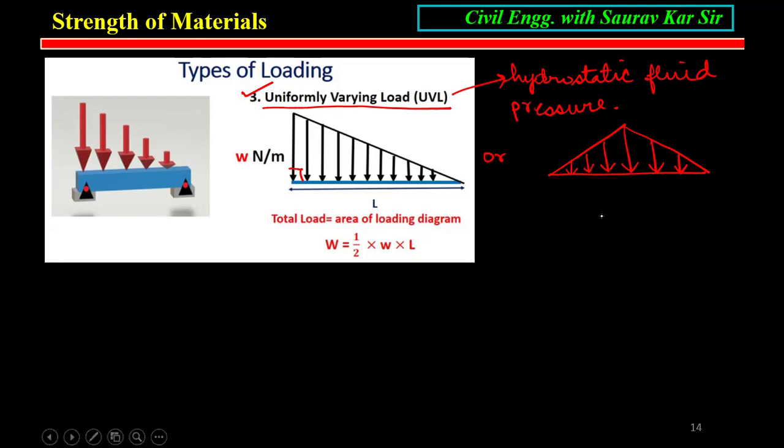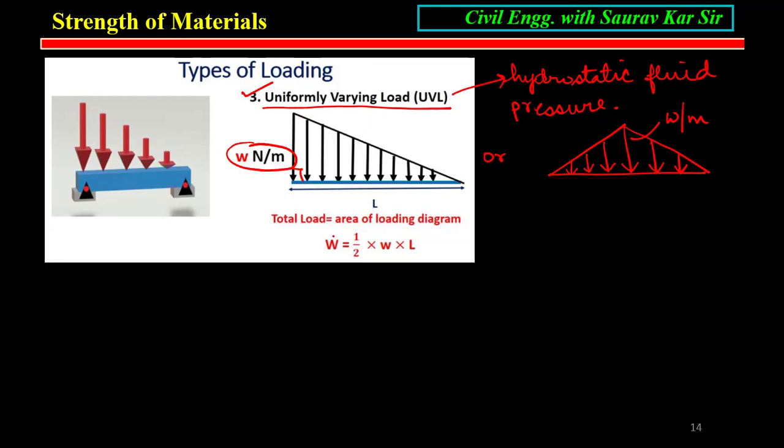So the UVL is very interesting. What is UVL? Uniformly varying load. That is, you don't have a uniform load intensity. The load intensity is not uniform here. It is varying. The highest load intensity is given here, w Newton per meter, and it is gradually decreasing. Similarly, here also, highest load intensity w per meter.